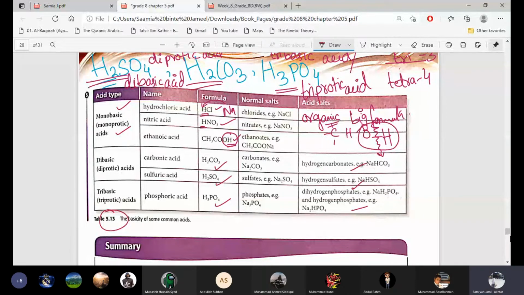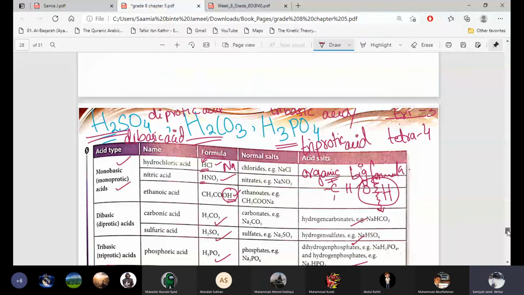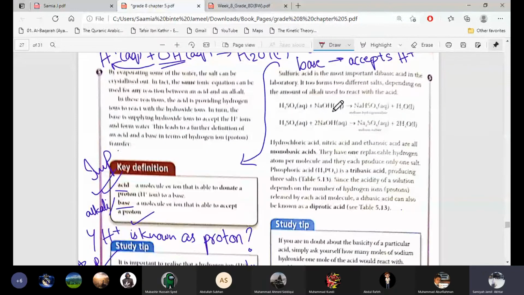Here there are 2 equations. Focus on these 2 equations. Sulfuric acid is the most important dibasic acid in the laboratory. It too forms 2 different salts depending on the amount of alkali used to react with the acid. Now you can see sulfuric acid has 2 hydrogens, so it can react in 2 ways.